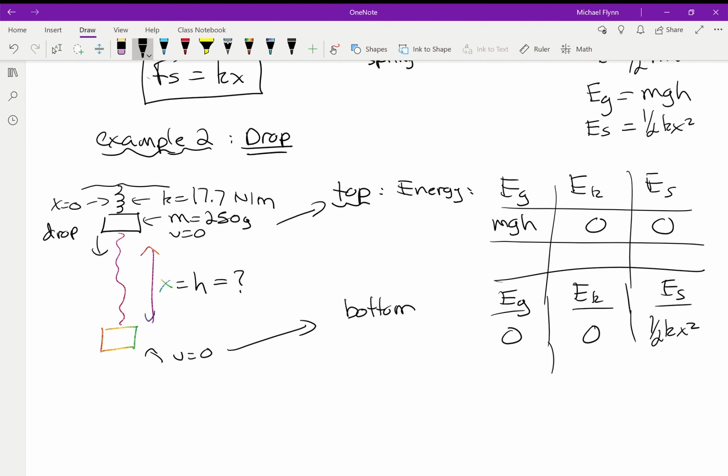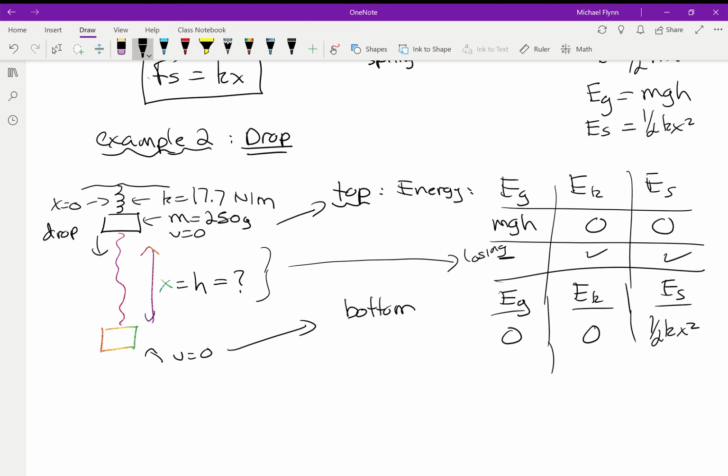Now, by the way, in case you're curious, I'm going to draw a little line here. In the midpoint, as it's on its way down in this section here, what's happening is this one you're losing. Here, okay, so what happens is as the object falls, it gains speed at first. Okay, so it gains kinetic energy and it gains spring energy as the spring stretches out. So what's happening is you're gaining in these two, but losing in that one as the object falls.